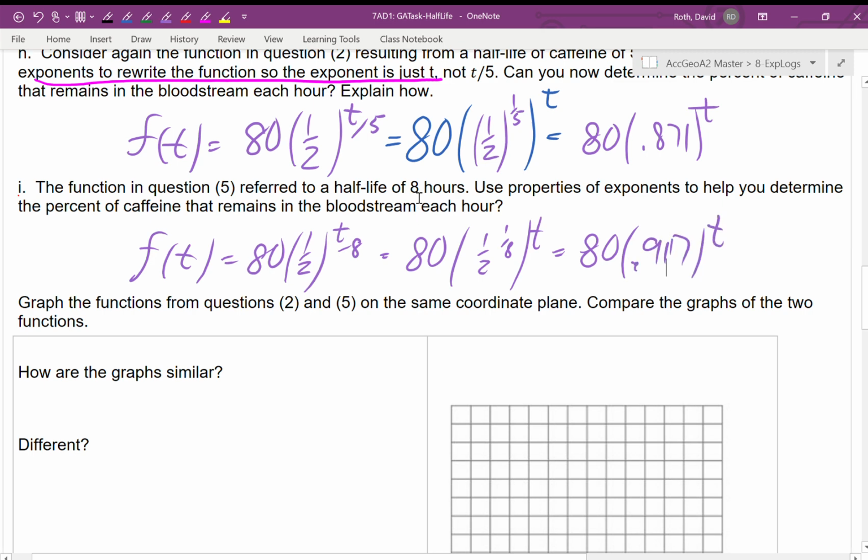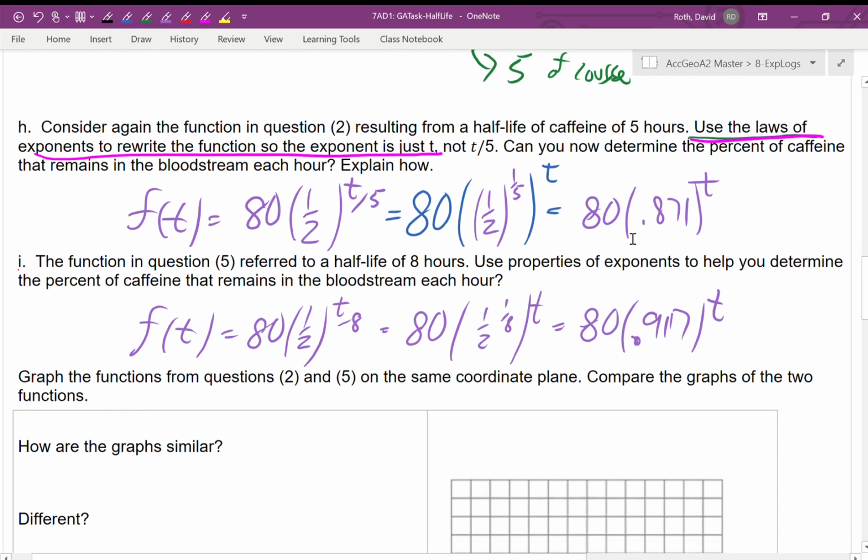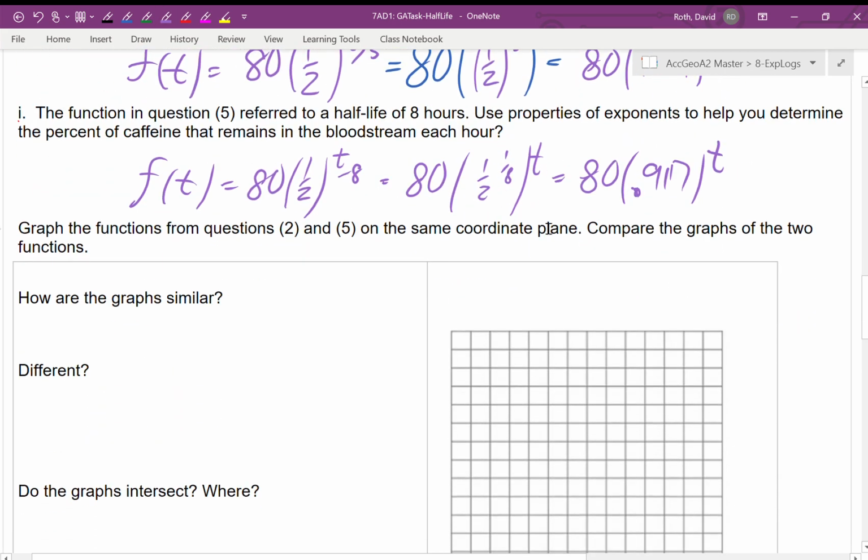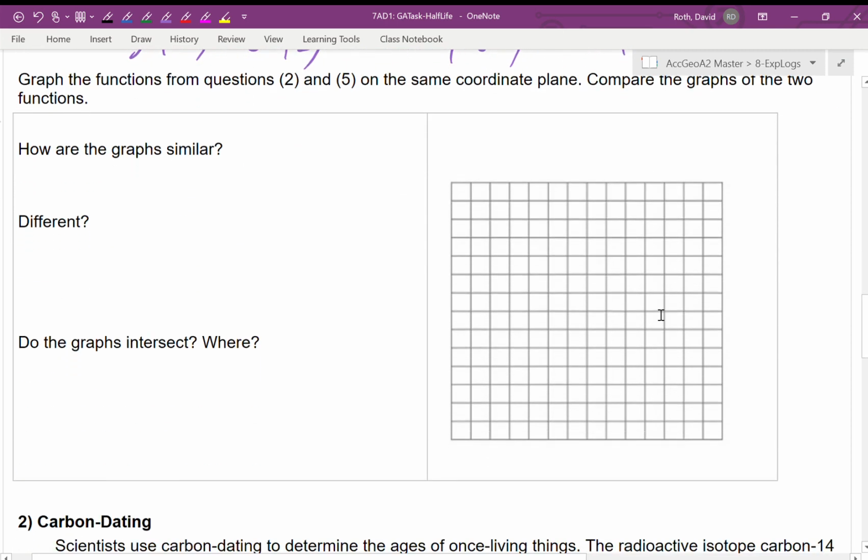So when your half-life is 8 hours, at the end of each hour you have 91.7% of what you started the hour with. Okay. So who knew that exponent properties would come up with such a nice, useful conversion? And now if I graph these two graphs, it's just like pulling the numbers up from above.